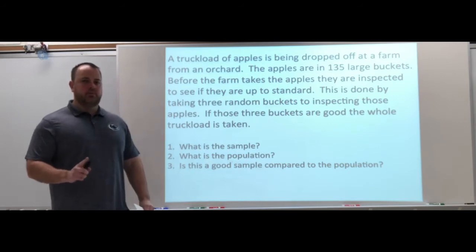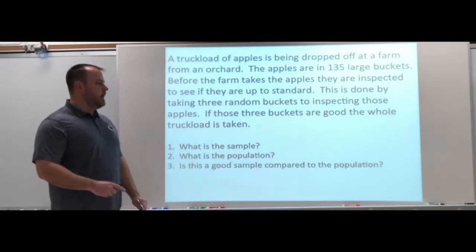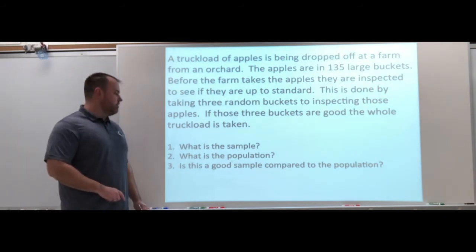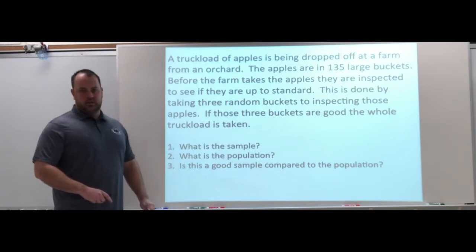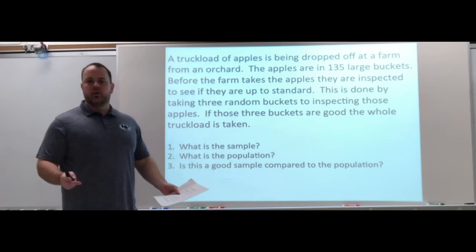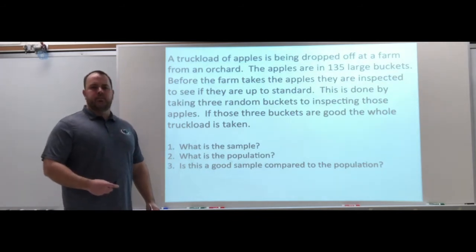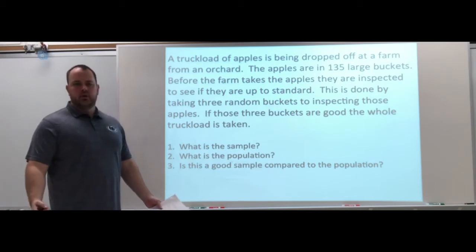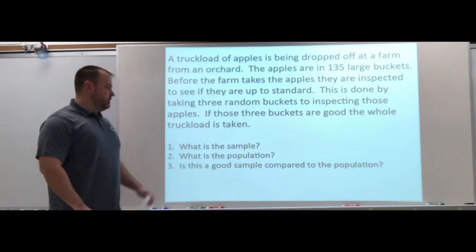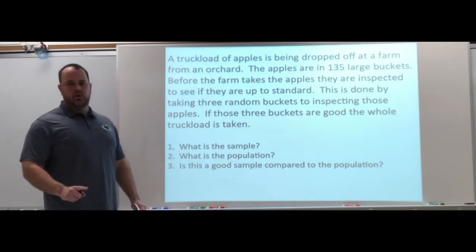And that is important because since they are random from the truck, I would say that they're probably pretty good. They're a mixture of the entire orchard. The population in this case, the population we're looking at, is the truckload. Try to be as detailed as possible when you're talking about the population. Don't just say apples, because if you just say apples, that means we're talking about all the apples in the world. If you say that particular truckload of apples, that's the population that we're looking at.